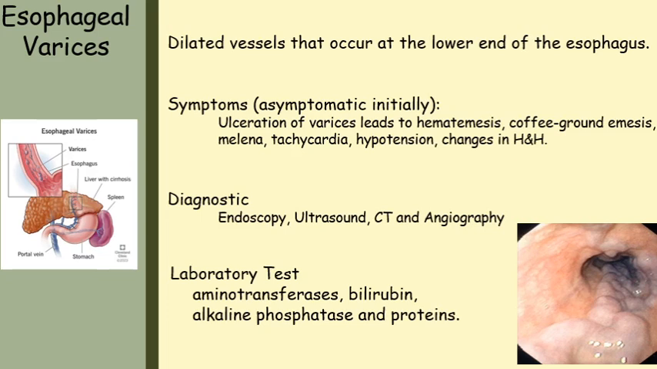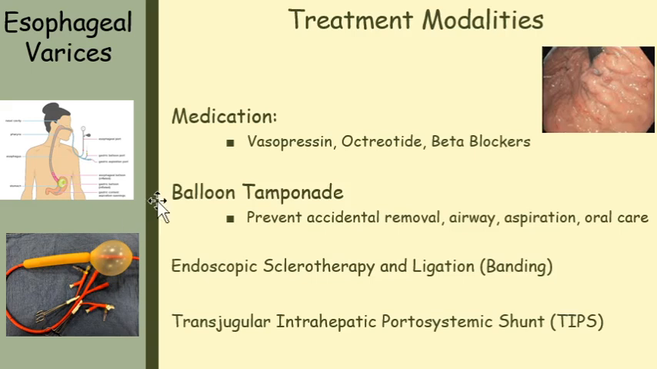For laboratory testing, they do the aminotransferase, the AST, they do the bilirubin, they do the alkaline phosphatase, the ALP, and they also look at the protein levels. So what are the treatment modalities? Treatment modalities for esophageal varices. This is kind of where it gets a little bit different in your textbook. So this is kind of why I tried to group some things together. On page 892 is actually where it talks about your pharmacological therapy.